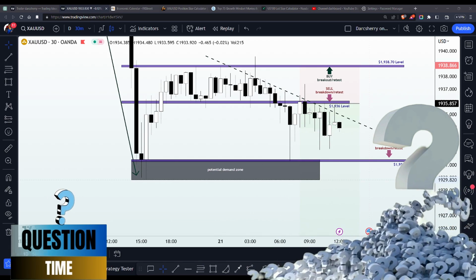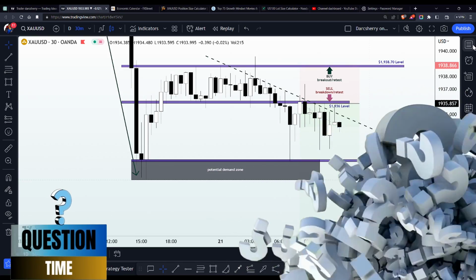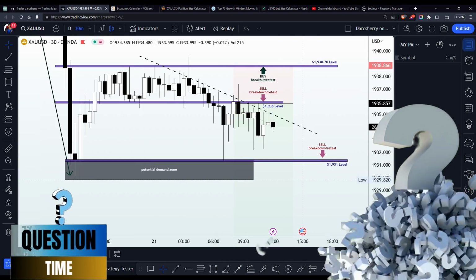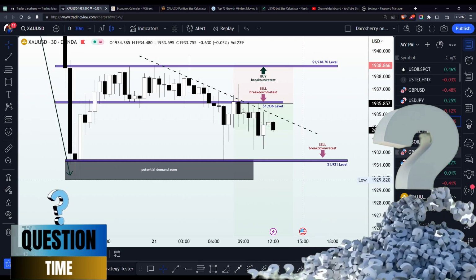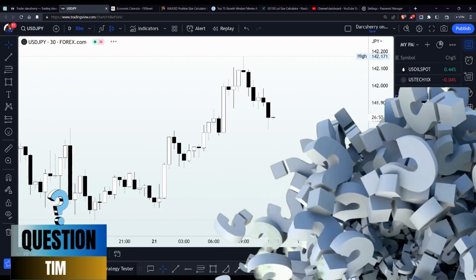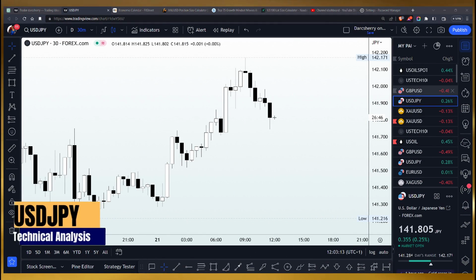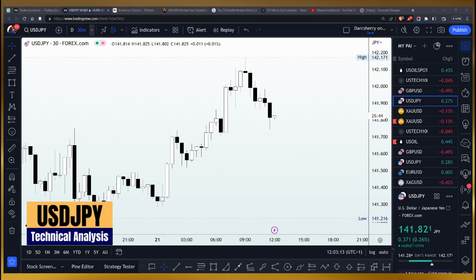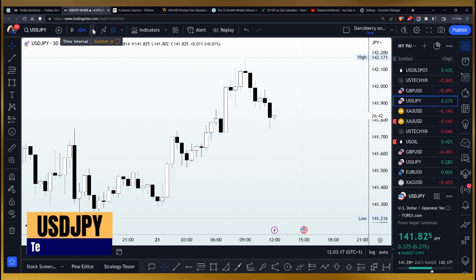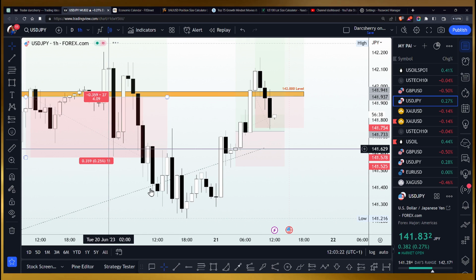Okay, in the absence of questions, I want to assume that we're on the same page here. So we shall be moving into the last instrument for today, which is the USDJPY. Now, we have a very complicated, but interesting setup on this instrument.